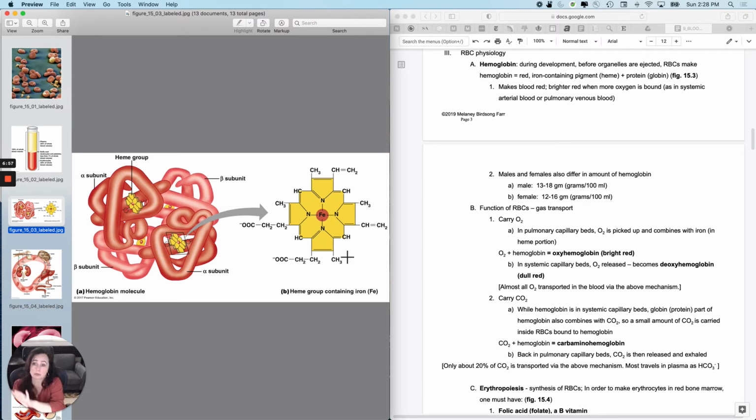So there are 2 big parts to hemoglobin. The protein portions that are folded like this are called the globin portion. It's literally "in," which means protein or peptide, and "glob," shaped. And then the heme group, which binds to and carries oxygen. When oxygen is bound to the heme portion of hemoglobin, it will make your blood bright red, kind of like rusting. And that is, of course, true in systemic arterial blood or pulmonary venous blood.